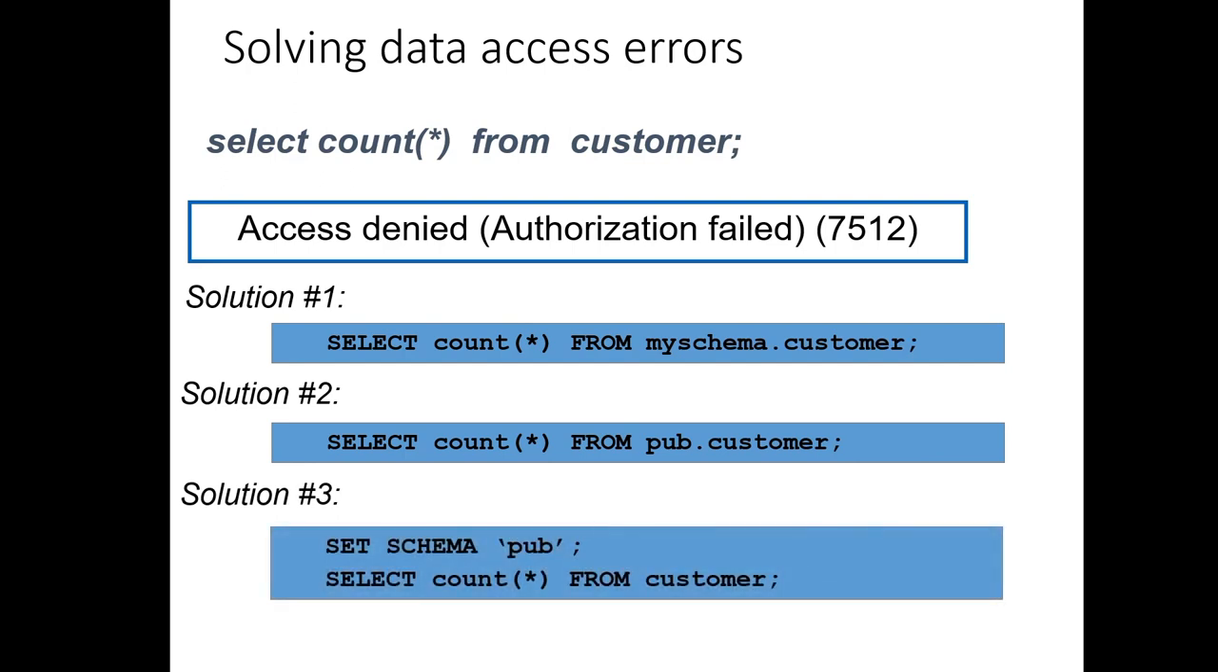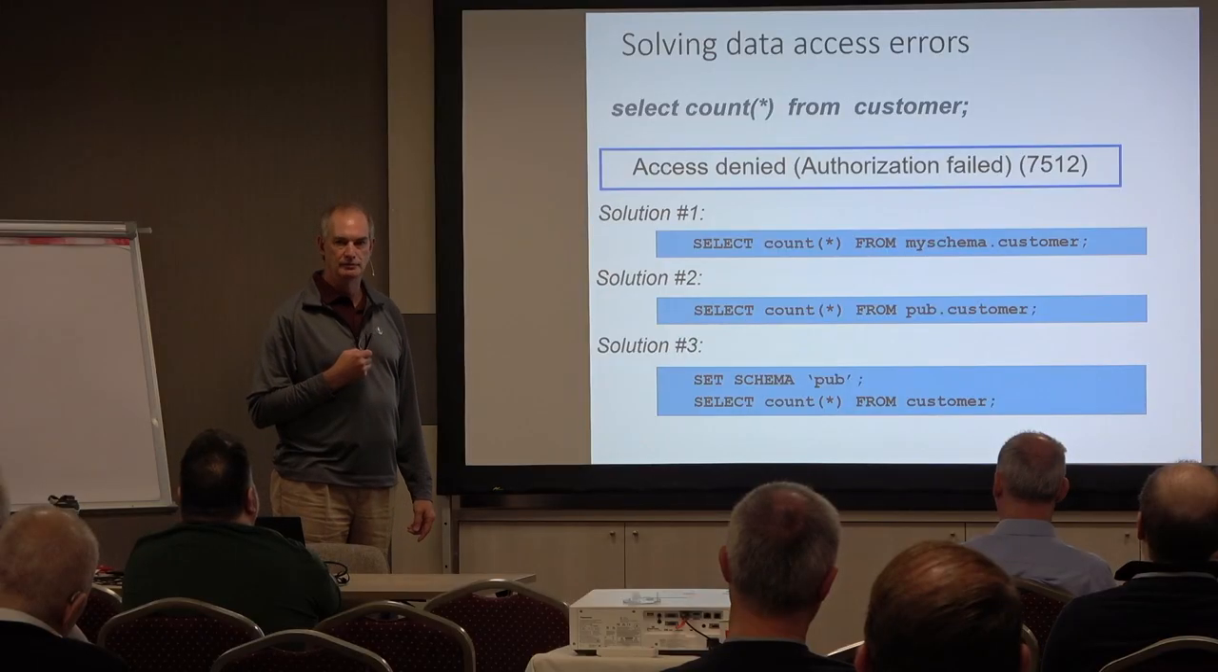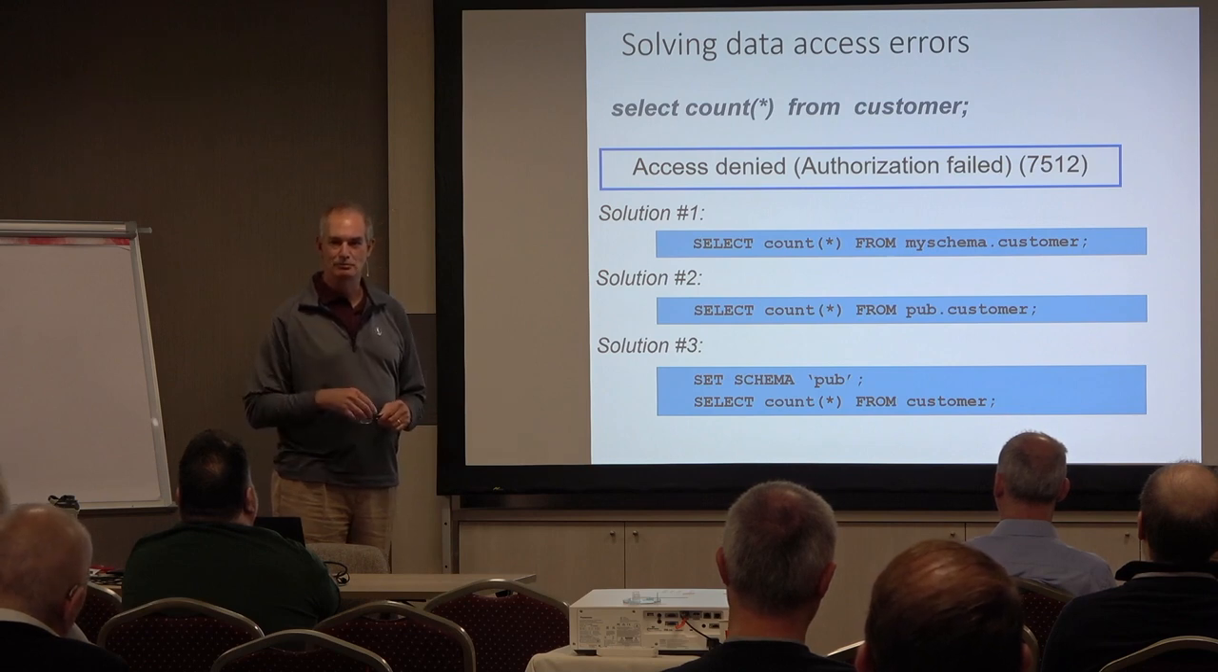So how do we get through this? You try to get to the customer and authorization has failed. First thing is, if I've been granted my schema and customer's in there, we're past this. I can use the default pub schema and I'm past it, or I can set a schema default for my session and then use it as well. For the people that are already doing SQL stuff, do you have your own schema set up or do you just run off pub? Pub? Okay.